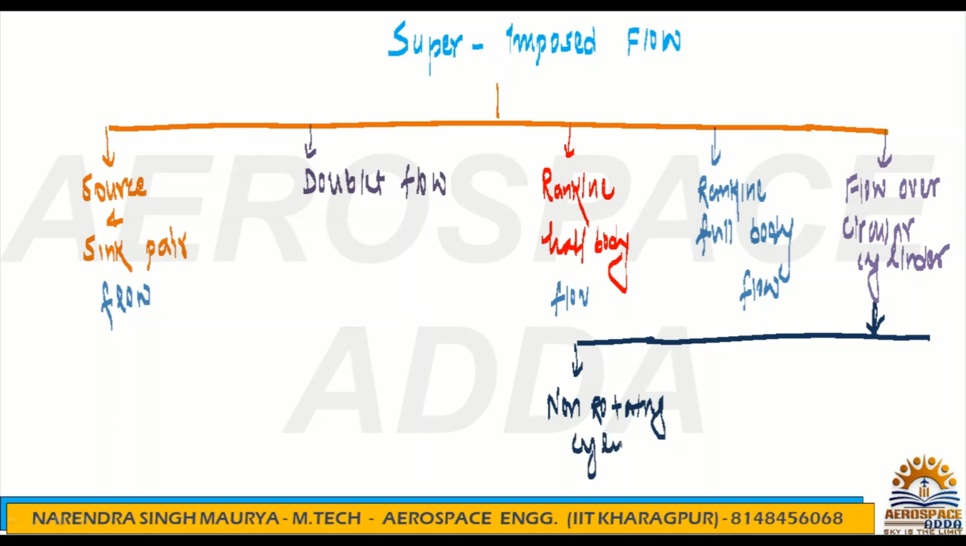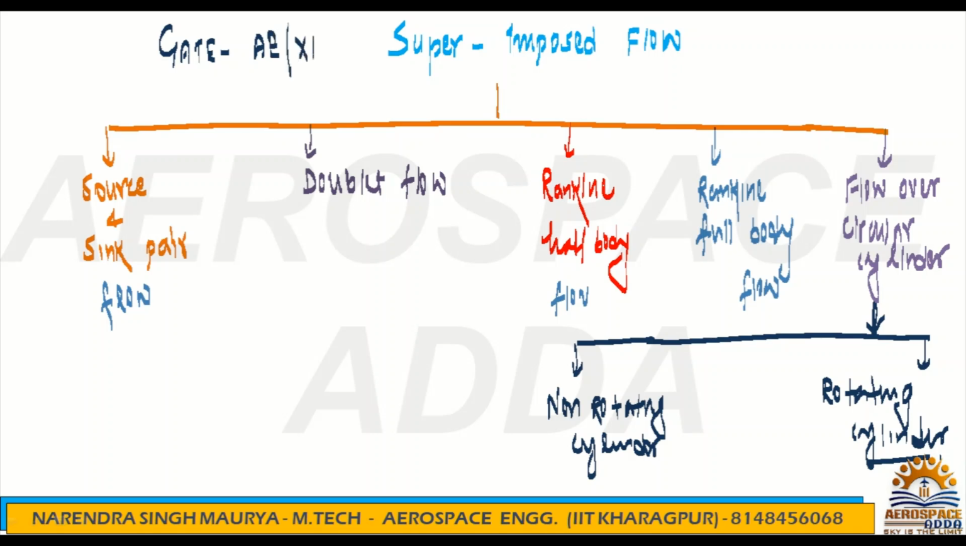Non-rotating cylinder and rotating cylinder. All right, these types of flow we have to discuss one by one, and remember these are very important. All types of flow are very much important for GATE AE as well as GATE XE.